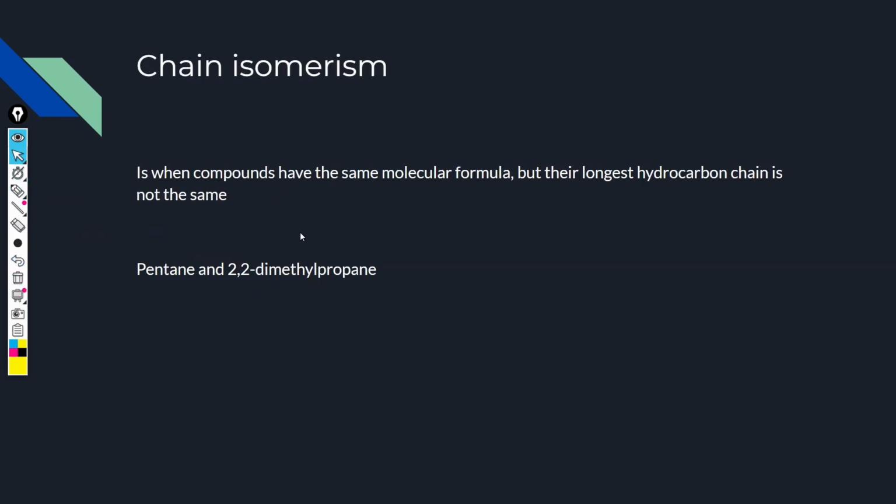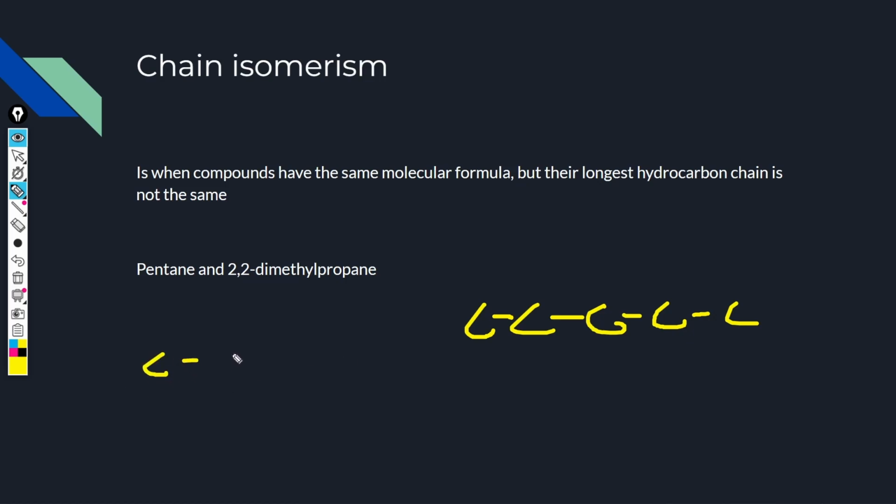So let's look at chain isomerism. This occurs when you have the same molecular formula, but the longest hydrocarbon chain is no longer the same. So let's take the example of pentane. Pentane is C, C, C, C, C, and then there's the hydrogens, but we won't worry about that. This is one form. However, there's another form of writing pentane, which is 2,2-dimethylpropane.